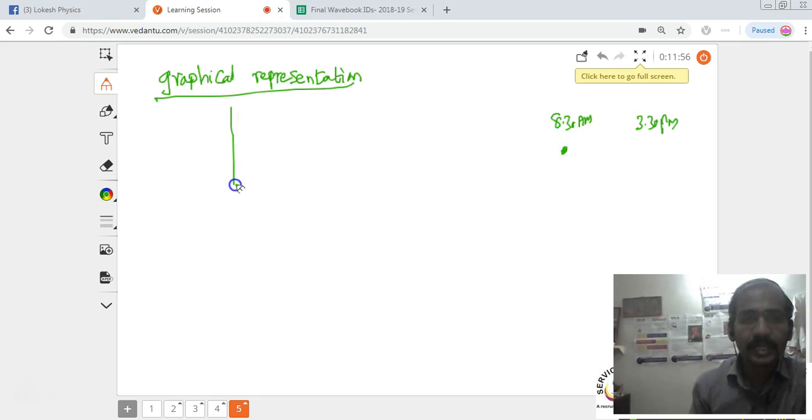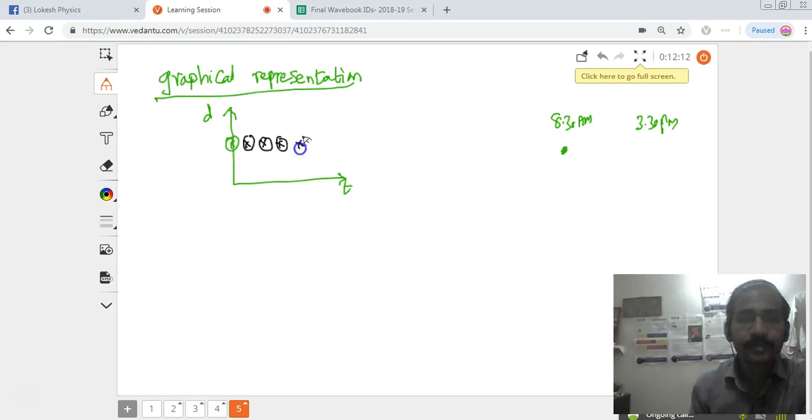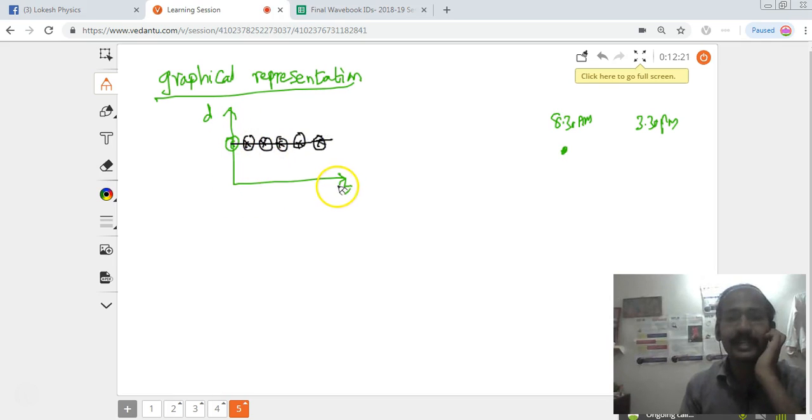Once you draw the distance-time graph, on the x-axis time t, on the y-axis distance d, you place it at a certain distance. But now time is increasing, the distance is not changing. So once you make a line over there, this graph indicates stationary motion, or an object at rest.